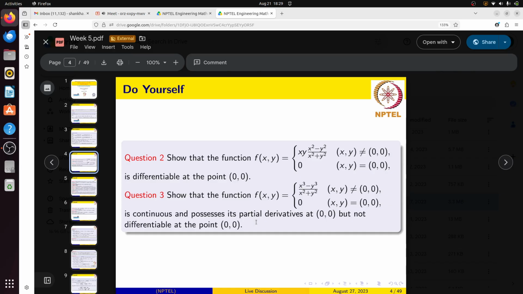You can see that the partial derivatives a and b at (0,0) will be 0, and if you write f(h,k) minus f(0,0), you will write it as h cube by (h square plus k square) minus k cube by (h square plus k square), and that you can write as h into h square by (h square plus k square), and this h square by (h square plus k square) will be path dependent. So the limit does not exist finitely, they are not approaching 0, and therefore this function is not differentiable at the point (0,0).